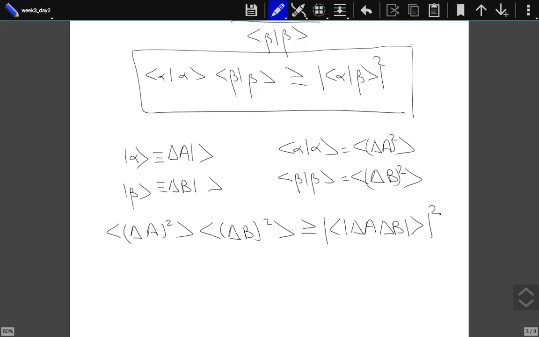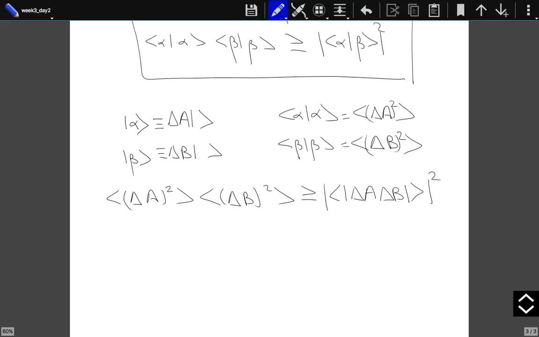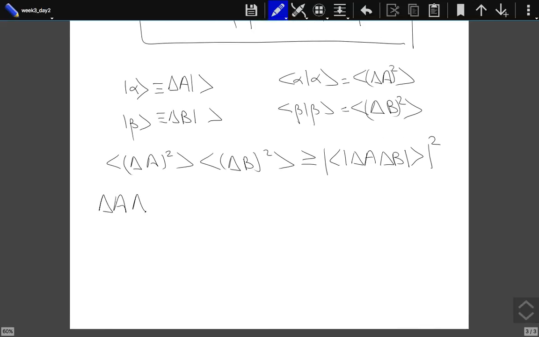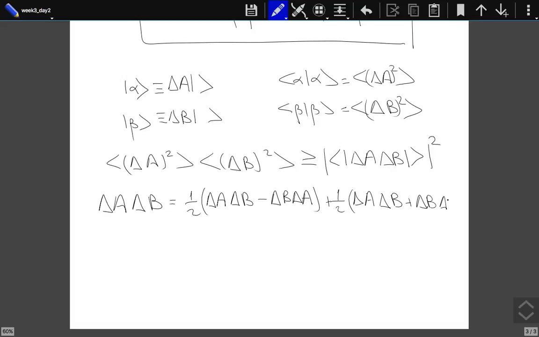Now, we will simplify that quantity on the right-hand side. So we have this ΔA and ΔB, the product of two operators. Well, I can always write this as 1/2 (ΔA ΔB minus ΔB ΔA) plus 1/2 (ΔA ΔB plus ΔB ΔA). And basically, this term will cancel this term, and these two terms will add up to give me the left-hand side.